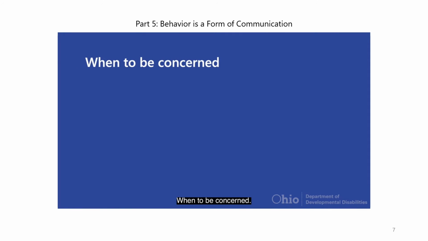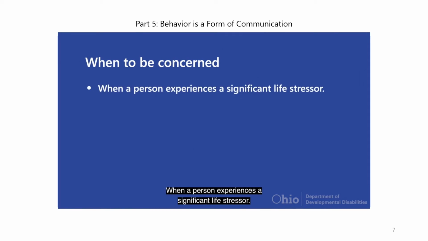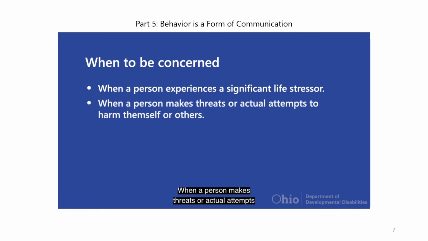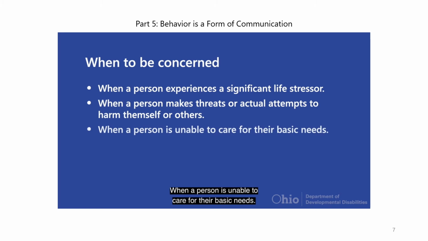When to be concerned. When a person experiences a significant life stressor, for example, the death of a loved one or a move to a new environment, which has triggered the onset of mental health symptoms, including sadness, crying spells, insomnia, excessive worrying, irritability, skin picking, anger, or aggressive behavior. When a person makes threats or actual attempts to harm themselves or others. When a person is unable to care for their basic needs.